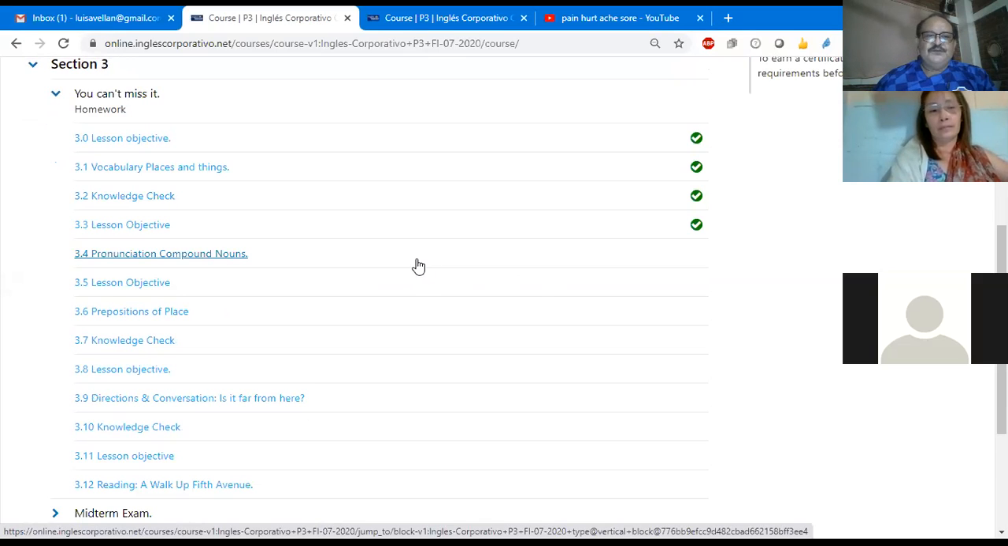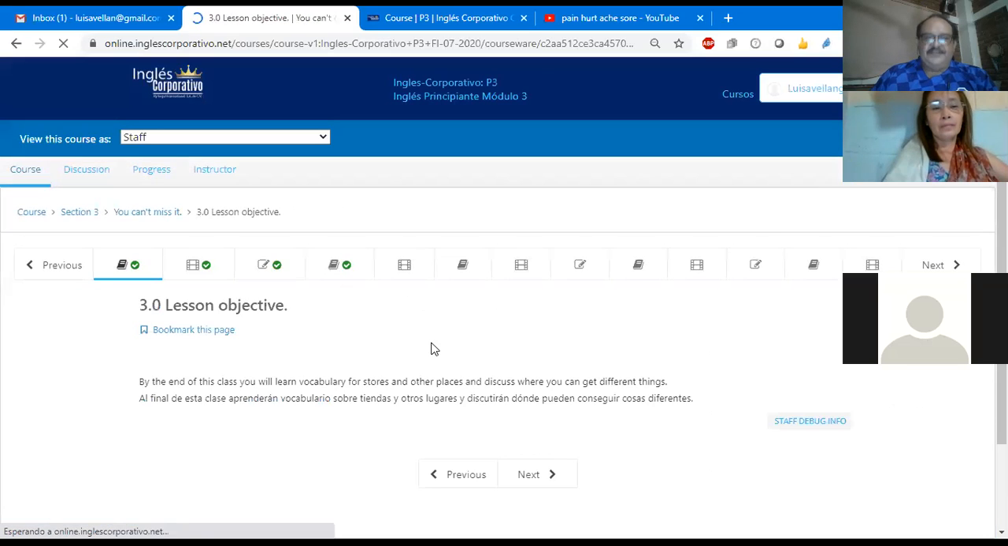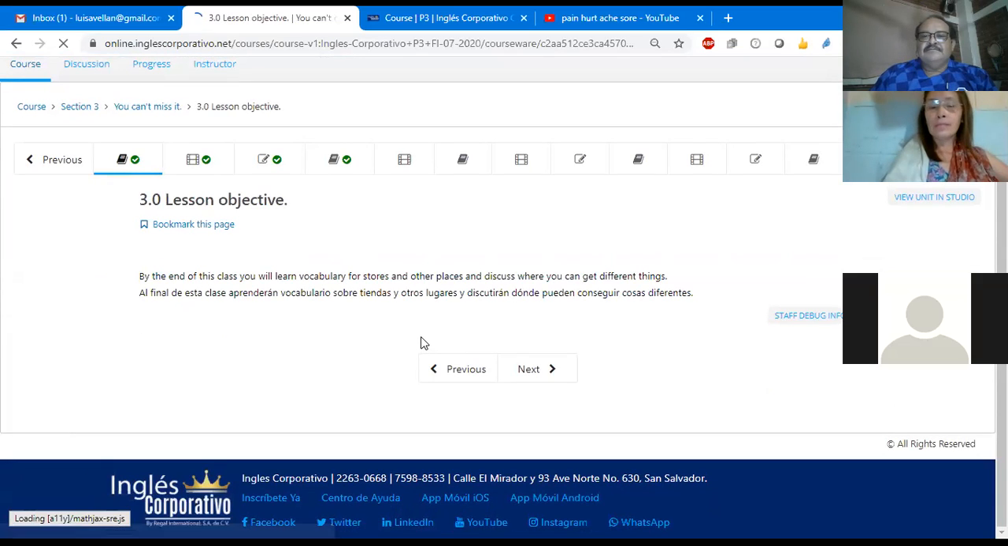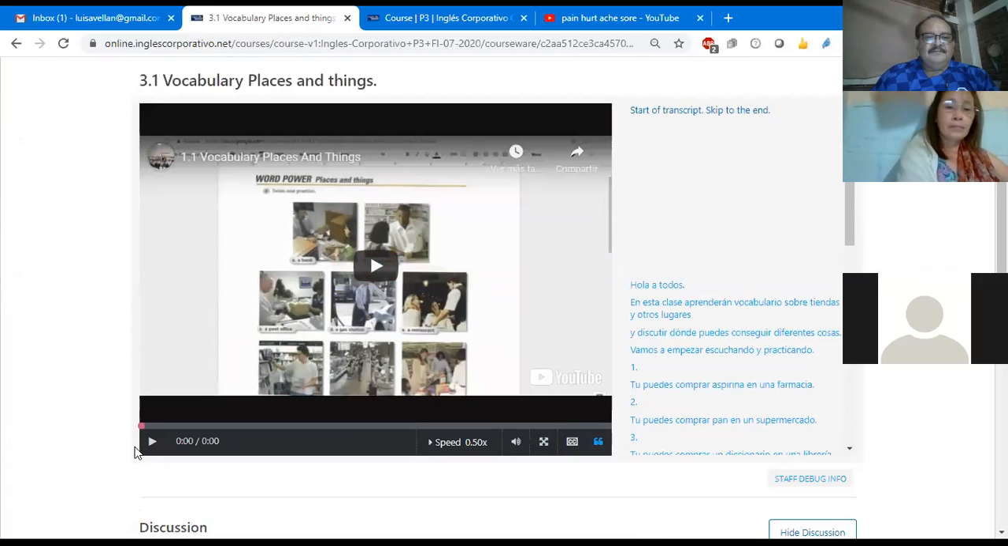Now, let's go to the platform again. And now we're going to go and see the compound nouns. What is a compound noun? A word that has two nouns. A word that has nouns, means another concept. Exactly, right? Very good. By the end of class, you will learn vocabulary for stores and other places and discuss where can you get different things. All right, very good. Excellent. Then, look at this vocabulary. Here we have.